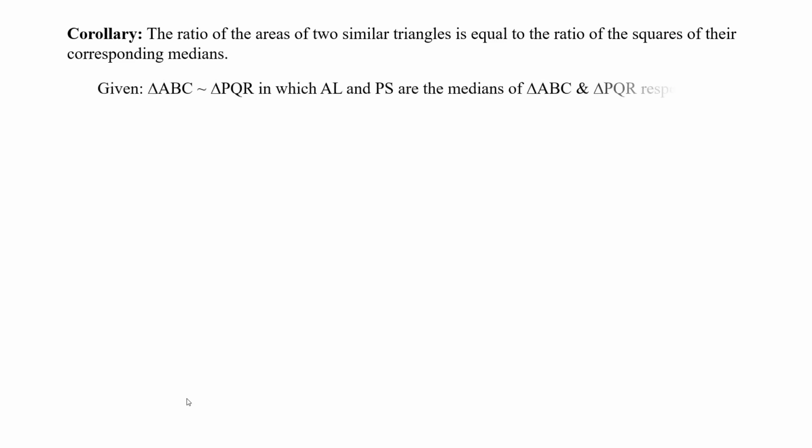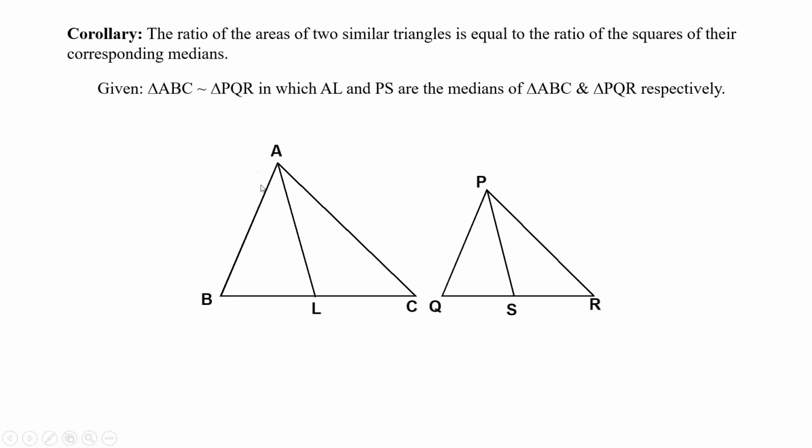सो व्हाट इज गिवन दैट ट्रायंगल ABC और ट्रायंगल PQR both are similar, in which AL and PS are the medians of triangle ABC and triangle PQR respectively. So what we have to show is that the ratio of area of these two triangles is equal to AL square upon PS square. So यहाँ पे हम लोग स्टार्ट करेंगे उस थ्योरम का स्टेटमेंट से.